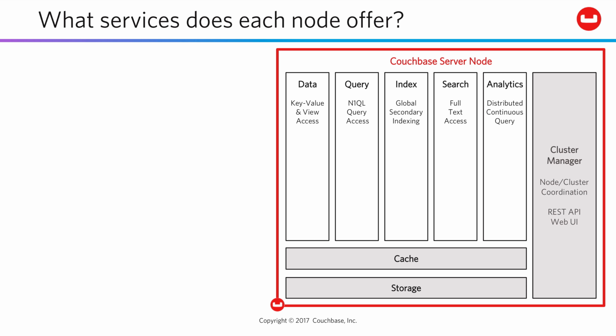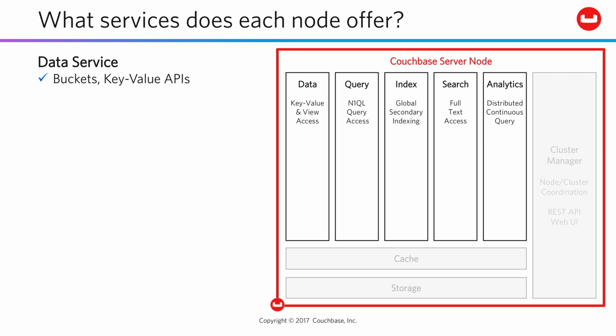Each node provides 5 services to maintain and expose your data in useful ways. The data service stores your data in buckets full of uniquely keyed documents, and it exposes get, insert, upsert, replace, and remove operations to let you manipulate individual documents or subdocuments. This service also manages data replication and aggregate view behaviors.